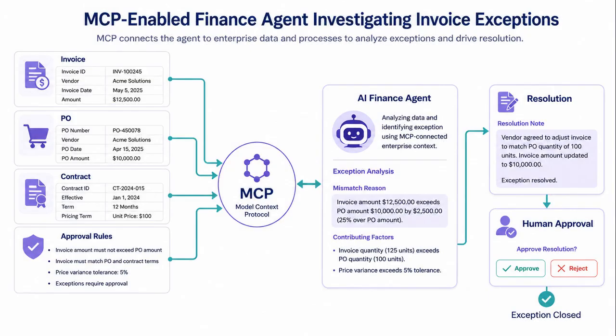Now let's look at an example, a finance agent. A finance agent may help investigate invoice exceptions. It may need invoice data, purchase order data, contract terms, and approval rules. MCP can connect the agent to these sources. The agent can compare records. It can identify likely mismatch reasons. It can draft a resolution note. Human approval should remain required before financial action.